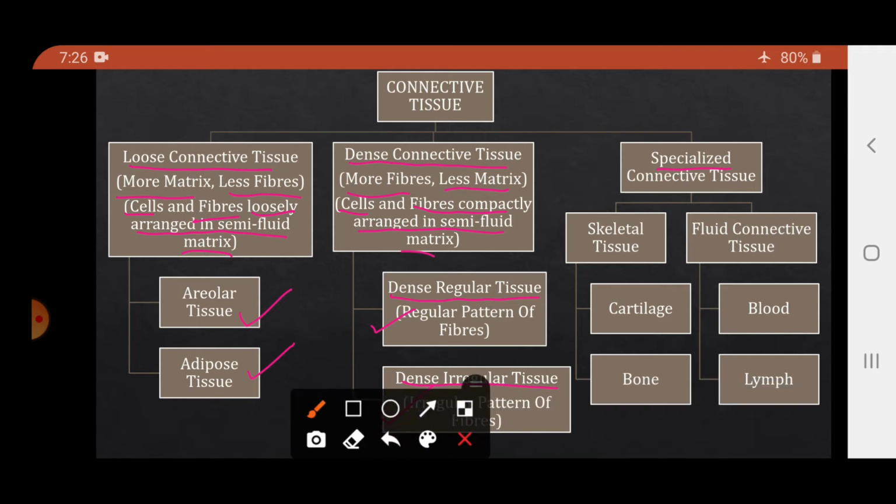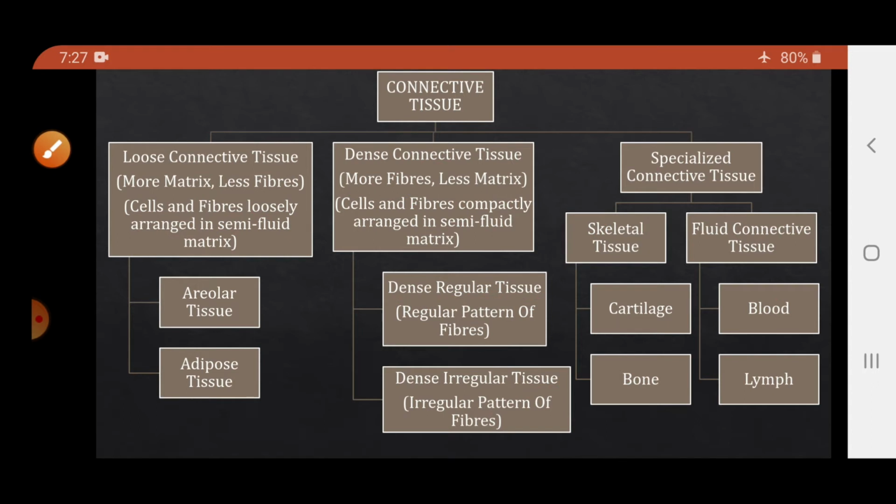Now students, the specialized type of connective tissue. So there are two specialized types of the connective tissue. One is the skeletal tissue and another one is a fluid connective tissue. These are the two types of the specialized connective tissue. Skeletal tissue is further divided into cartilage and bone, whereas fluid connective tissue is further divided into blood as well as the lymph. So this is the general classification of the connective tissue.